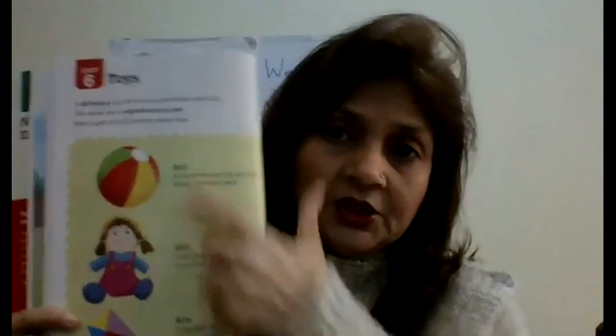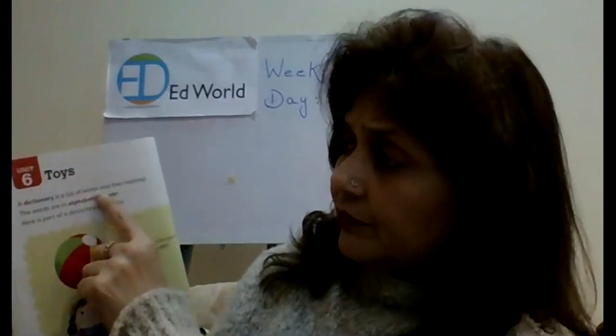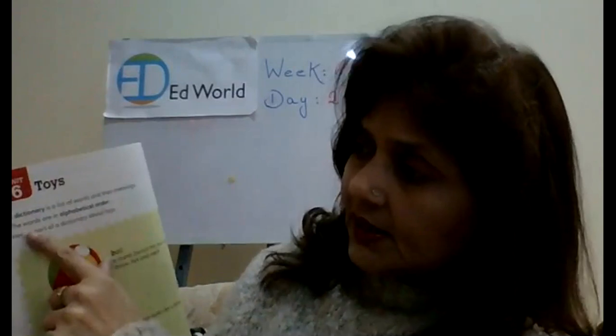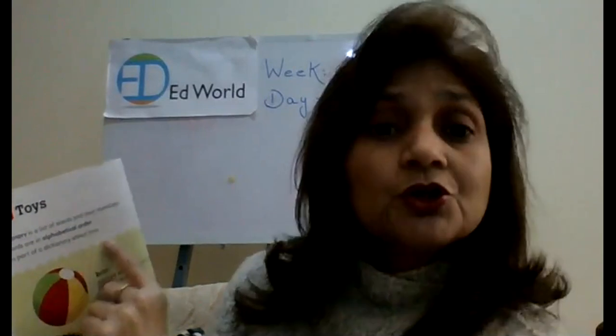And on this page, as I told you yesterday, we have started a unit, and that unit name is toys, right? So here we are going to find pictures of toys. Again, they have shown a dictionary of toys, in which the names of different toys are given and their meanings are also given. If you read this, it says a dictionary is a list of words and their meanings. The words are in alphabetical order. Here is part of a dictionary about toys, right?